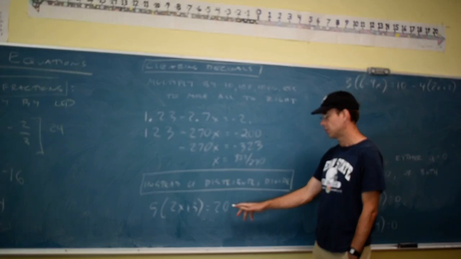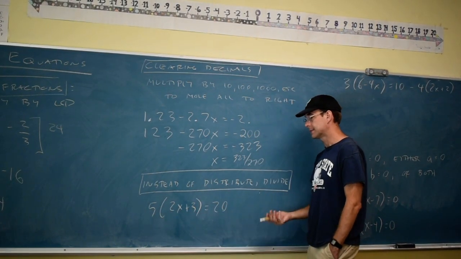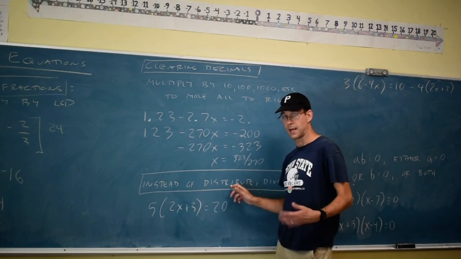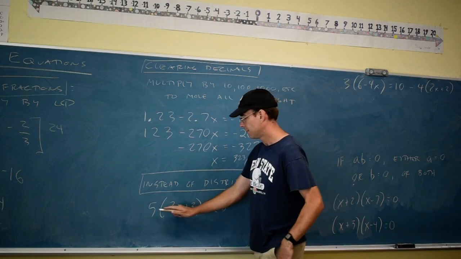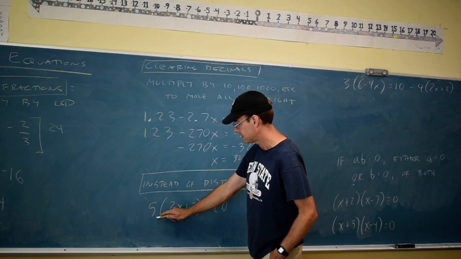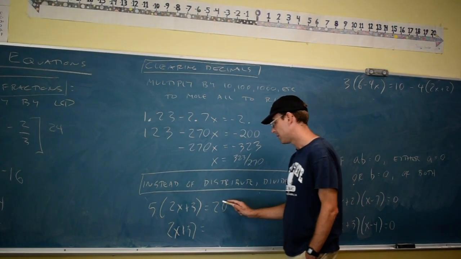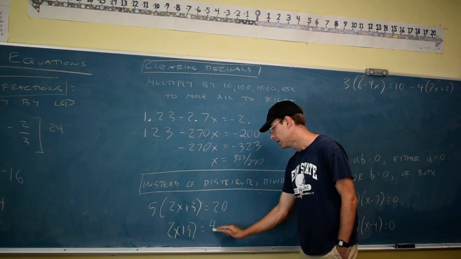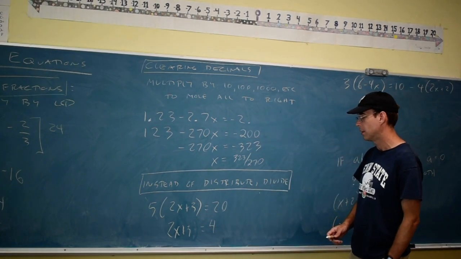Okay, this is set up to do that because 5 can go into 20. This is legal because distributing is a type of multiplying. We're trying to do the opposite. We'd like to divide. If we divide this side by 5, it just cancels the 5 to leave 2x plus 3. If you divide this side by 5, you get a 4. And I don't need the parentheses anymore.